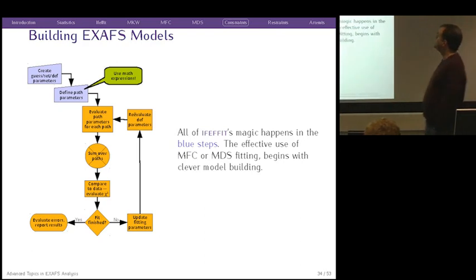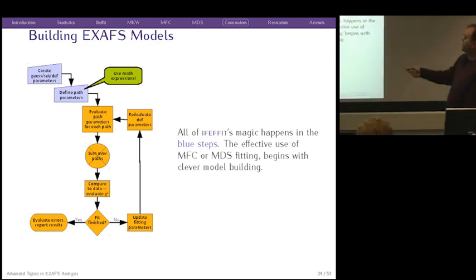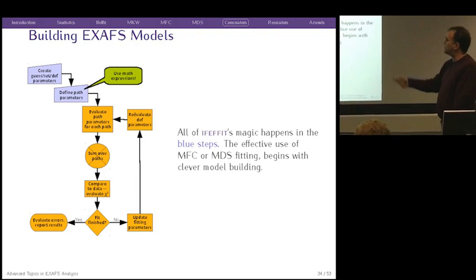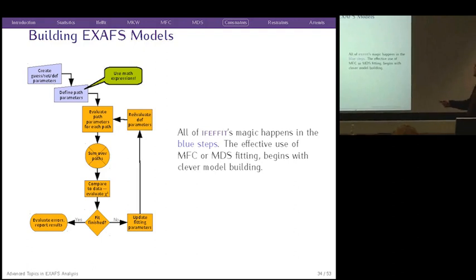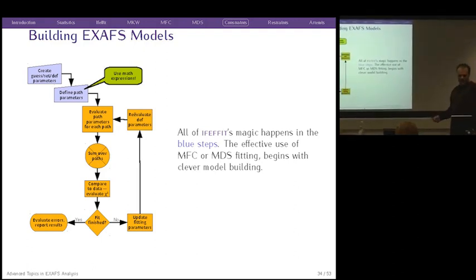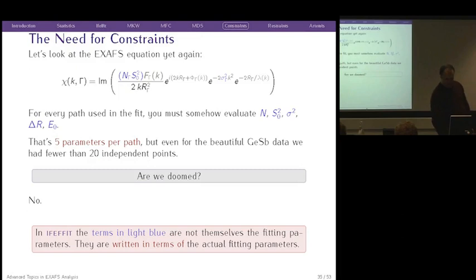Here's just to refresh you of what the flow through the calculation is. And now it's time to talk about this corner of the flow chart a little bit more. And this is really where Artemis and IFEFIT get all their great stuff. So we've already talked about this slide already, the problem where we have 5 parameters that have to be determined for every path. But even for beautiful data, we have a limited number of paths. So at 20 independent points and 5 parameters, what happens if we have to include 5 or more paths in the fit? Well, obviously we're doomed because 5 times 5 is bigger than that.